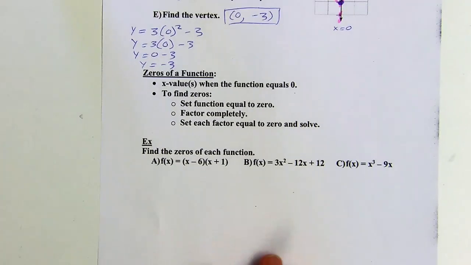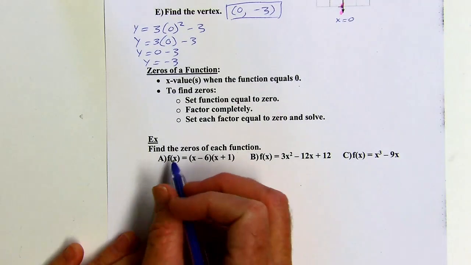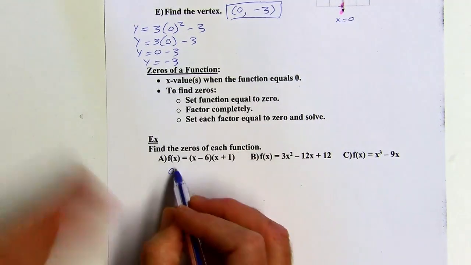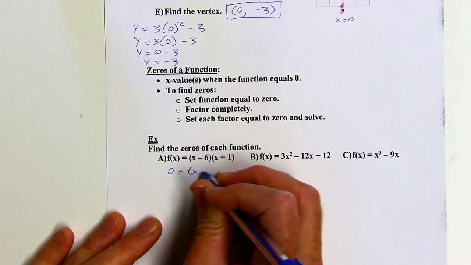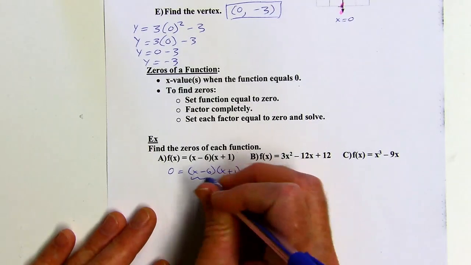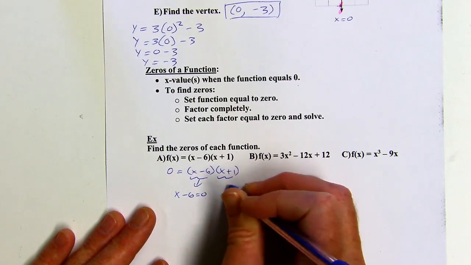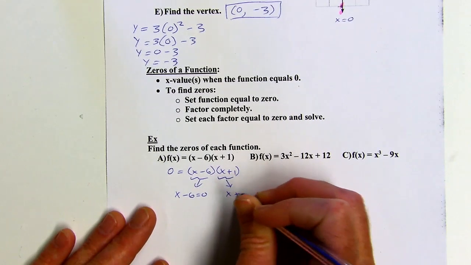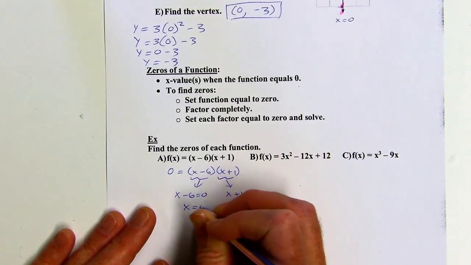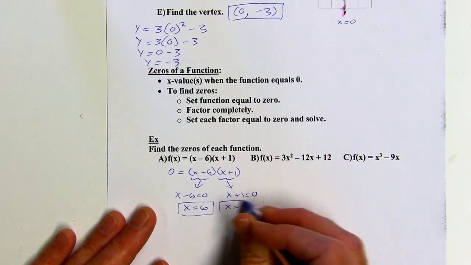So let's try it out on some examples here. I'm going to plug in a 0 for f of x, so that's setting the function equal to 0. Now this one is already factored. There's no more factoring I can do, so that means I can go straight to the zero product property. Either x minus 6 equals 0 or x plus 1 equals 0, and that means x is going to equal 6 or negative 1 when I solve both those equations.